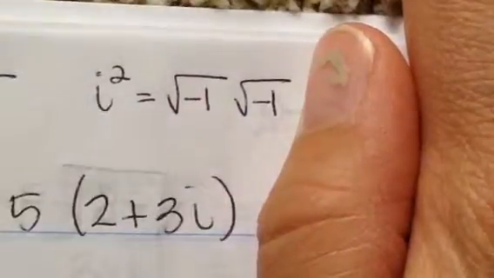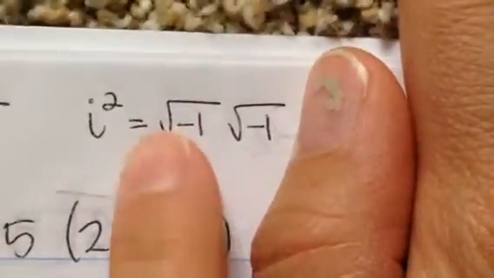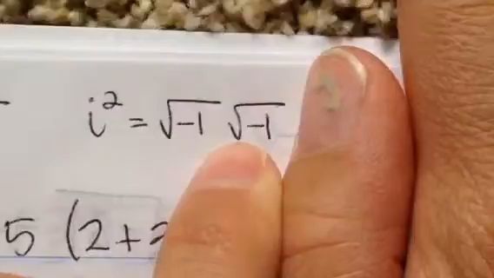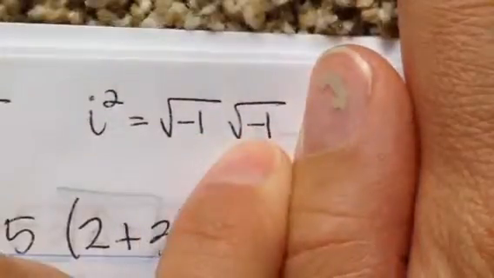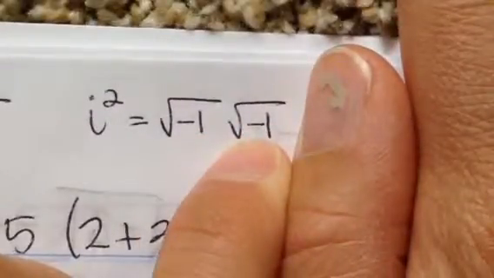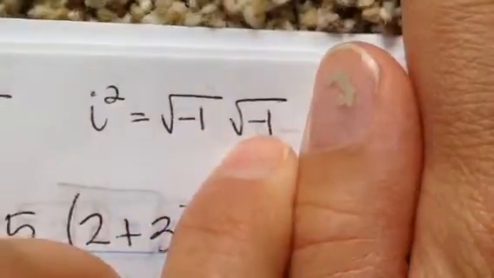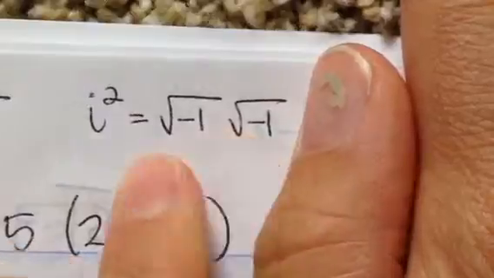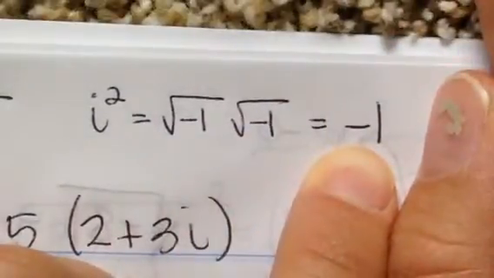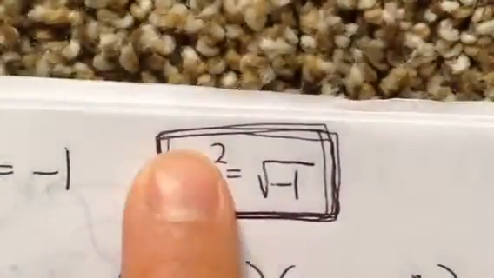And the definition of square roots means a square root times a square root, so a number times itself, square rooted, is itself. So if I have the square root of negative 1 times the square root of negative 1, well, that's the same number. So then i squared has to just equal negative 1. So you have to remember this.